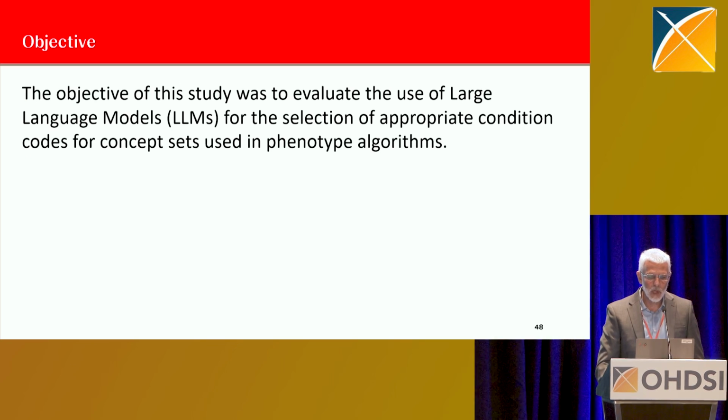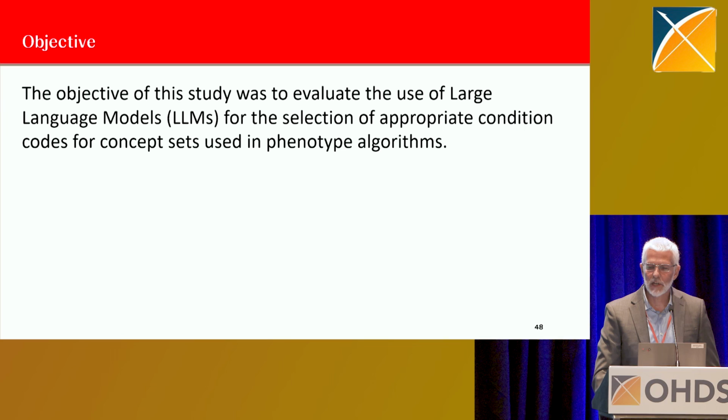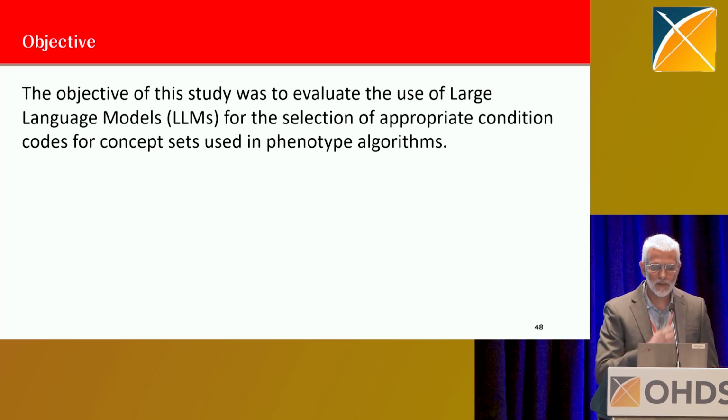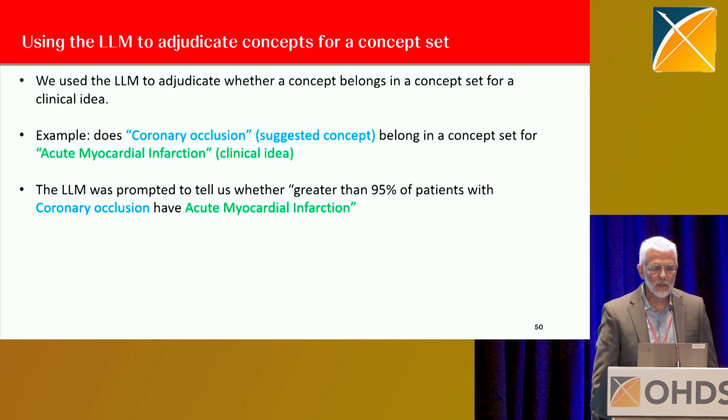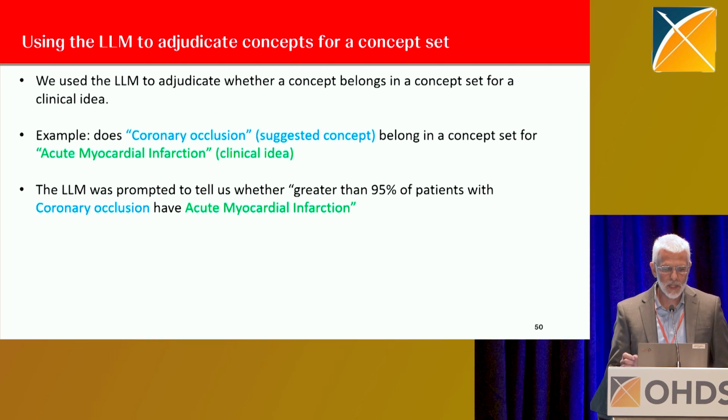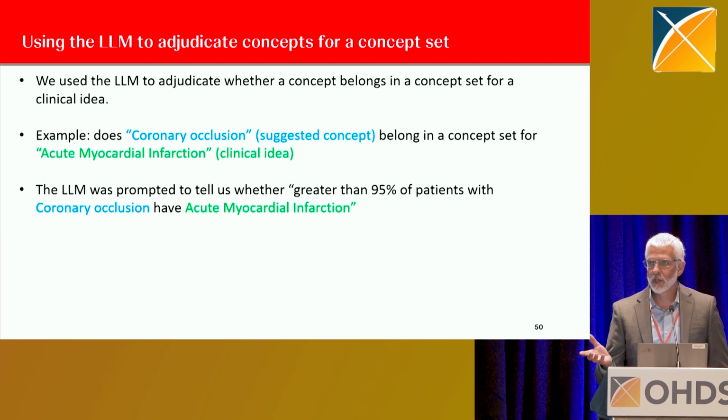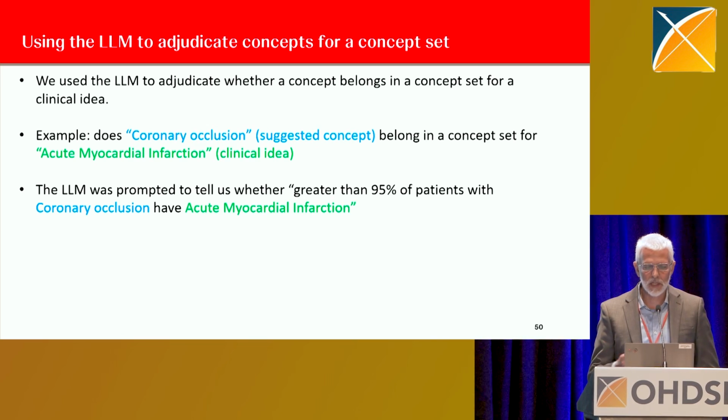The objective of this study was to evaluate the use of large language models for the selection of appropriate condition codes for concept sets used in phenotype algorithms. In our methods, we use the LLM to adjudicate whether a concept belongs in a concept set for a clinical idea. Let's say the clinical idea is acute myocardial infarction, and we want to know whether we should include coronary occlusion, the suggested concept, in this concept set. We ask the LLM whether greater than 95% of the patients with the suggested concept, coronary occlusion, have acute myocardial infarction. So we're using greater than 95% as a cut point.